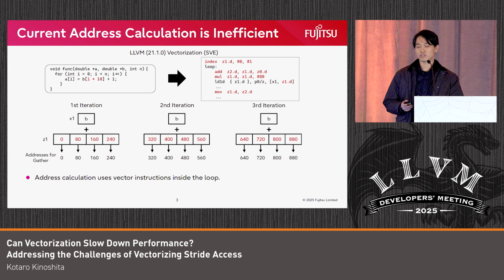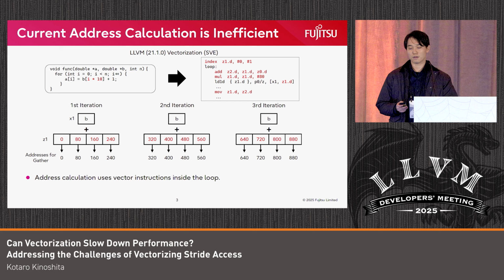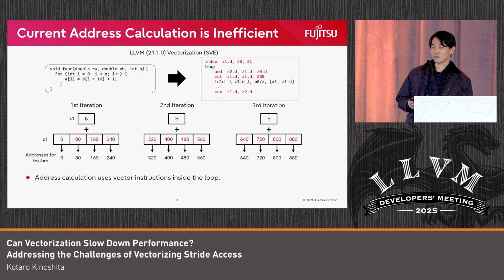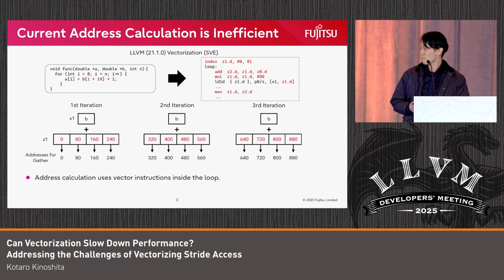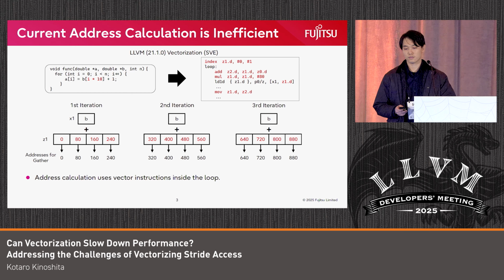In the currently vectorized code, the addresses for the gather operation are updated inside a loop using vector instructions. As you can see in the example on this slide, the vector register Z1 is updated in every iteration.